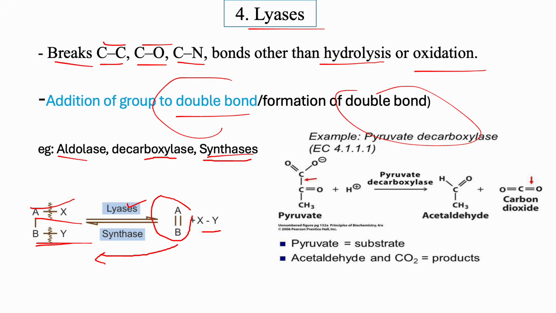Let's look at an example, pyruvate decarboxylase. As I told earlier, decarboxylase removes the carboxyl group. Here pyruvate decarboxylase works on the substrate pyruvate. This one is pyruvate, and they cleave at this point and then remove the carboxyl group, and make carbon dioxide and also acetaldehyde. That's how lyases work, and they form a double bond.